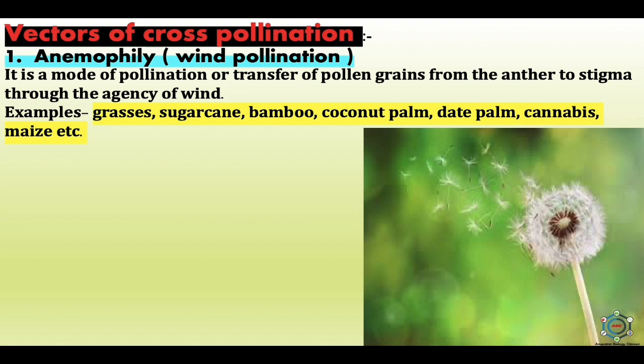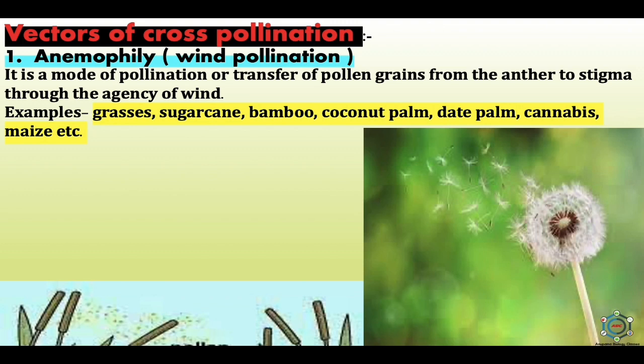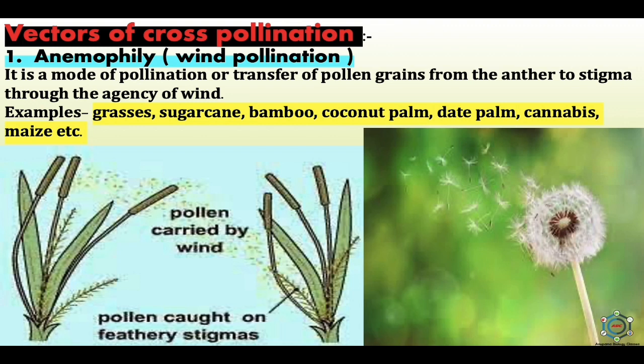So, there are some characteristics for wind pollination. Here the flowers are small, colorless, inconspicuous, odorless, and nectarless. The calyx and corolla are either reduced or absent, and the anthers are usually versatile. When flowers are unisexual, male flowers are more abundant than female flowers. In bisexual flowers, the stamens are generally numerous.